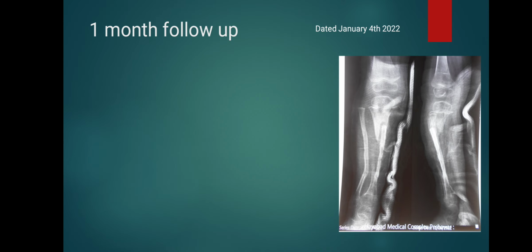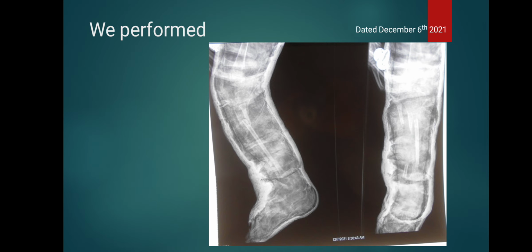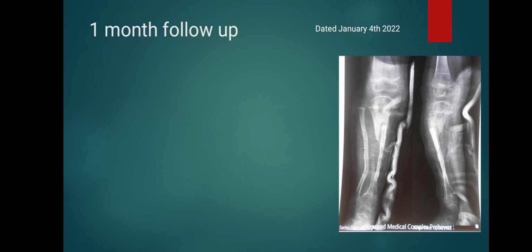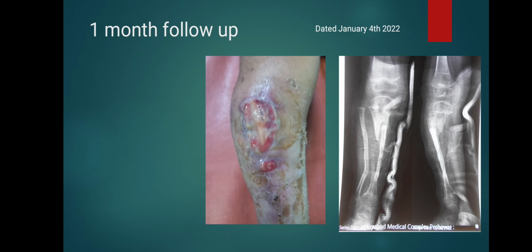and after 1 month of follow-up, you can see in the X-ray the leftover sleeve of the fibula, right? If you see in the previous slide, we had removed the diaphysis of the fibula, but on follow-up after 1 month, we can see the fibula has completely regenerated from the sleeve of the periosteum. But unfortunately, this was the condition of the wound. This was basically because of poor post-operative wound care, as the patient belonged to a very poor socioeconomic status and came from a far-flung area.